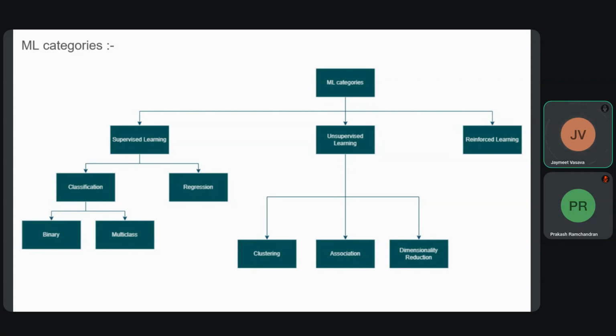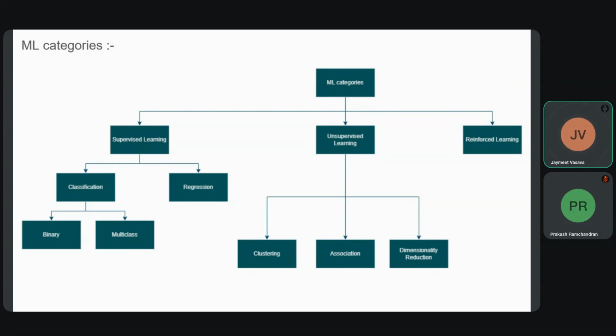Then comes clustering. Clustering is nothing but grouping of similar data points or records or observations together, and telling which are the similar and which ones are the dissimilar based on the distances where they are mapped. So we'll start with clustering.